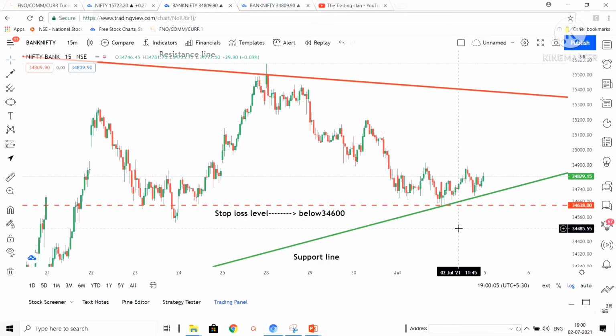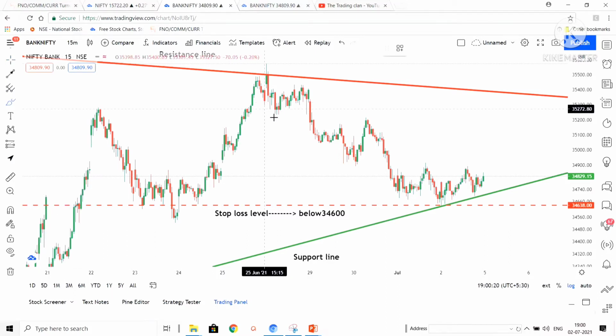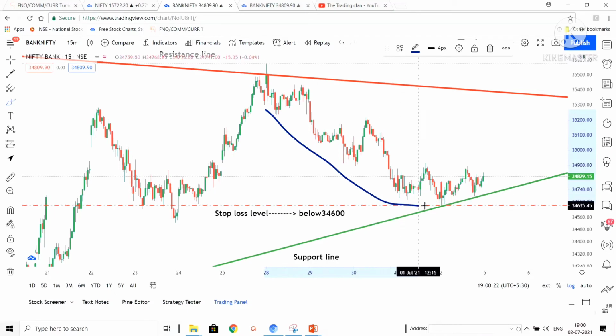So the stop loss level is 34,600. So whenever the market goes below this level, I will close my trade. Hope you understand the reasons for my prediction in upside movement. I am going to draw a market flow direction.